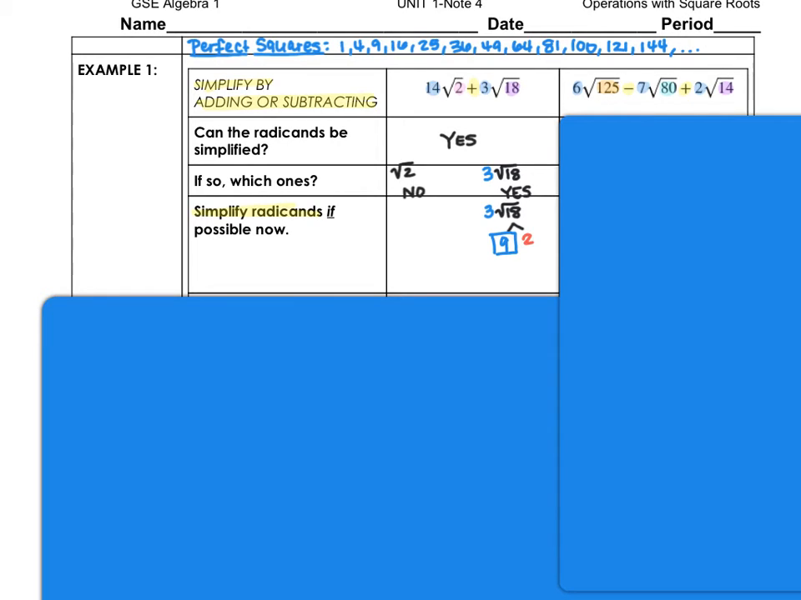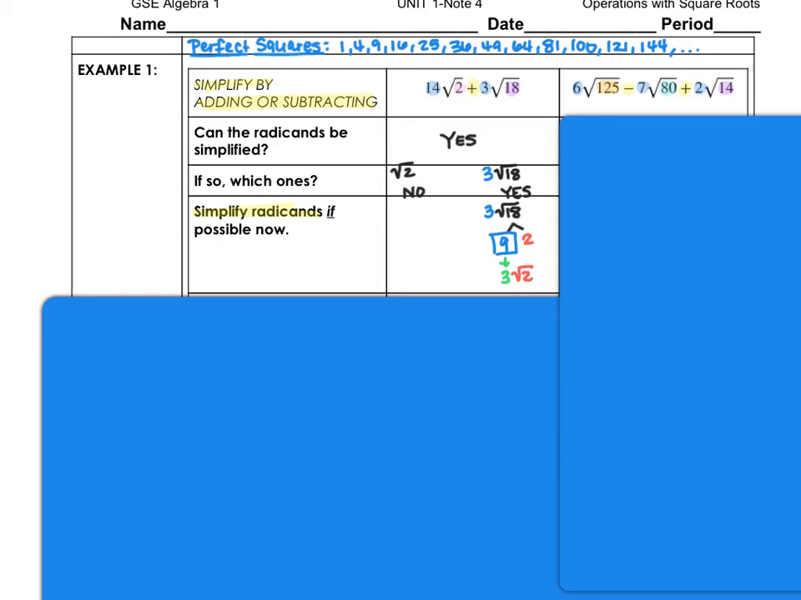So once I find the perfect square, I remember from my last set of notes that I should be able to now take the square root of the perfect square by asking myself, what number times itself gives you 9? Well, the answer to that is 3. And then my imperfect square is going to remain underneath the radical symbol. So I'm going to have 3 square root 2.